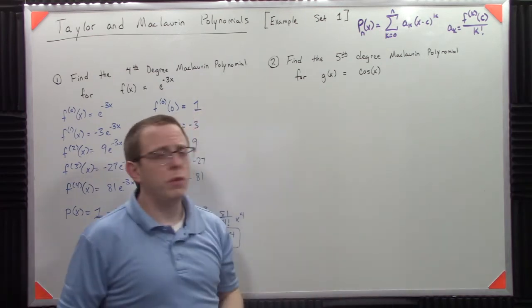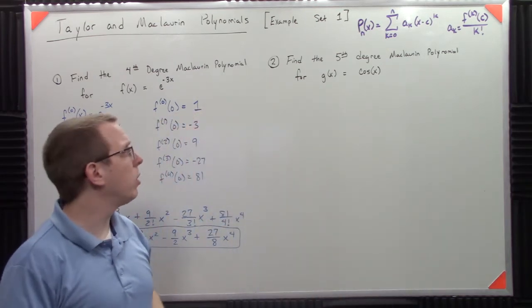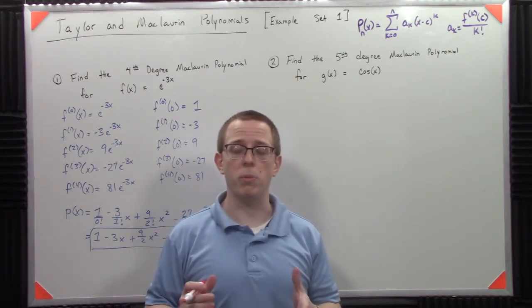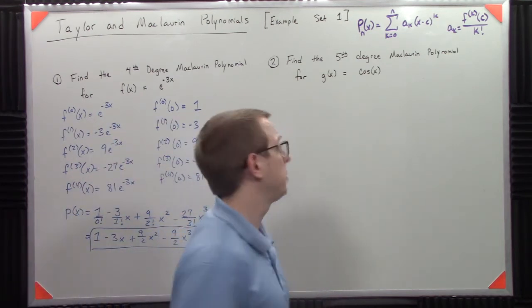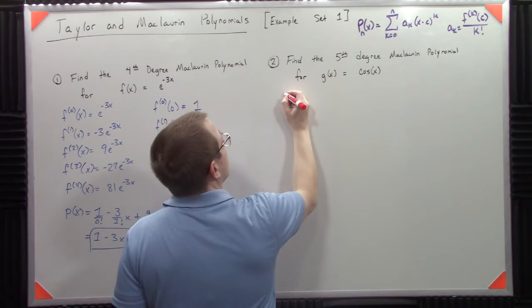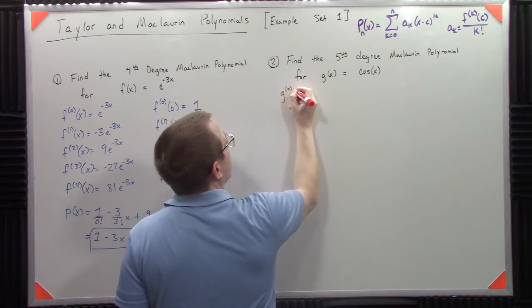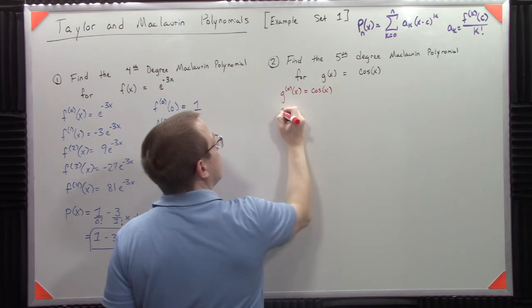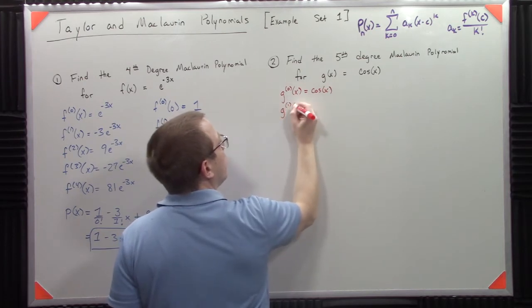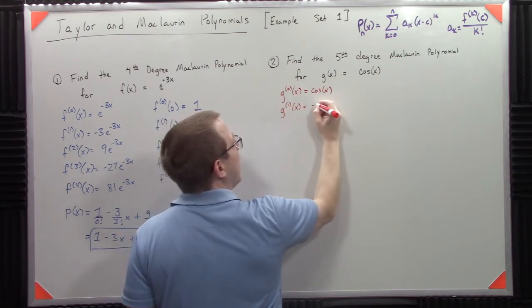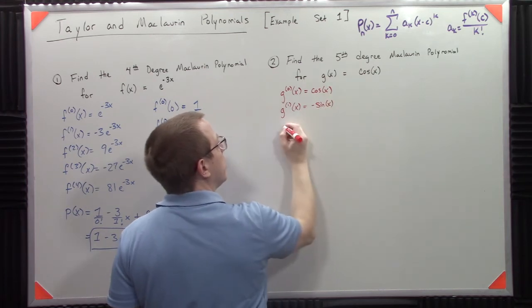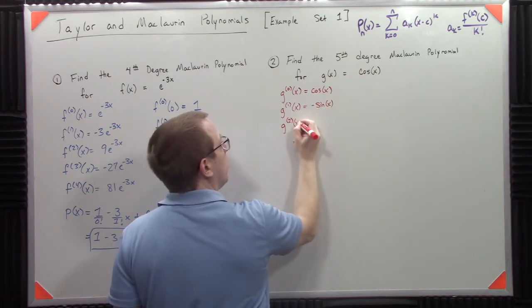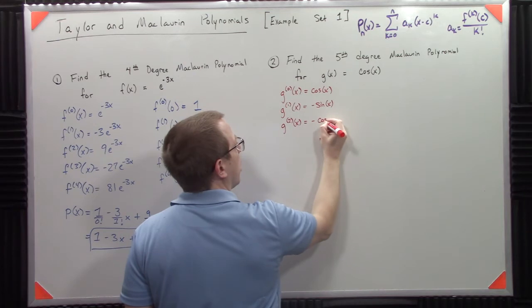Now, for this one we have cosine of x. We're going to do the same thing, except we're going to do a 5th degree polynomial. So it's the same process. The 0th derivative is cosine of x. The first derivative is negative sine of x. The second derivative is negative cosine of x.